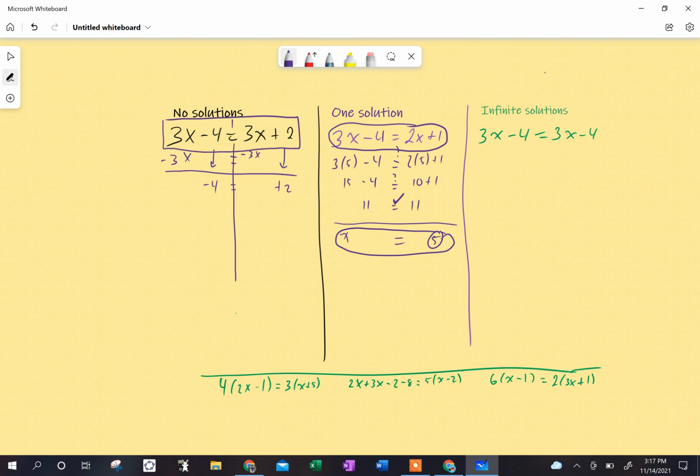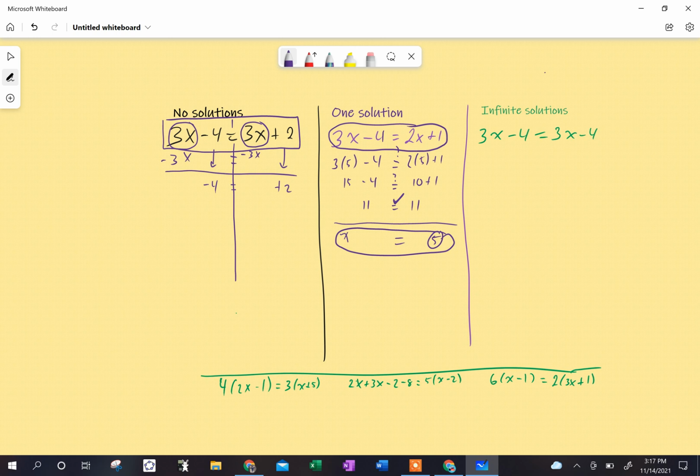I started with 3x minus 4 equals 3x plus 2. Well, no matter what value we pick for x, if we picked x equals 5, this 3x would become 15, but so would this one. And then I had to subtract 4, and I had to add 2. So 15 minus 4 is 11. 15 plus 2 is 17. Obviously, that's not going to work.